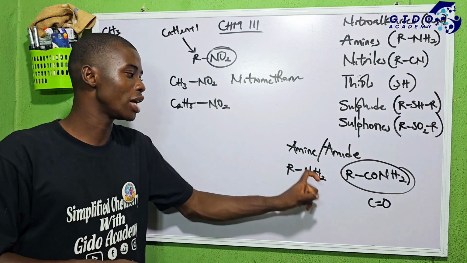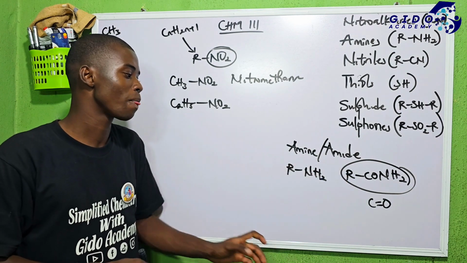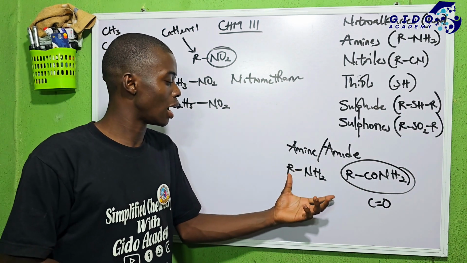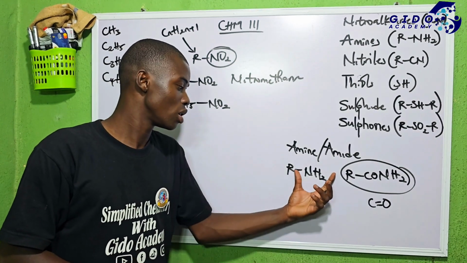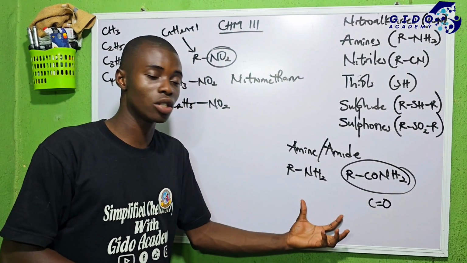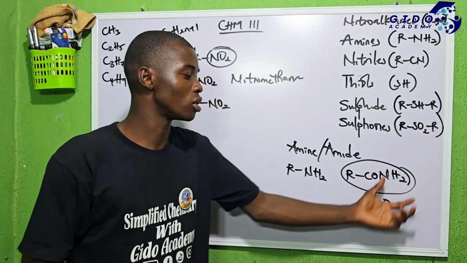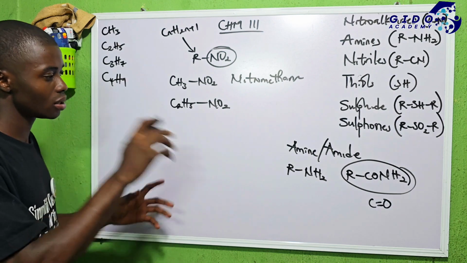Amide is carbonyl, but amine is not carbonyl. In the amine, an alkyl group is directly bonded to NH2. In the amide, an alkyl group is directly bonded to carbonyl, which is directly bonded to the amine group. So please take note of this.